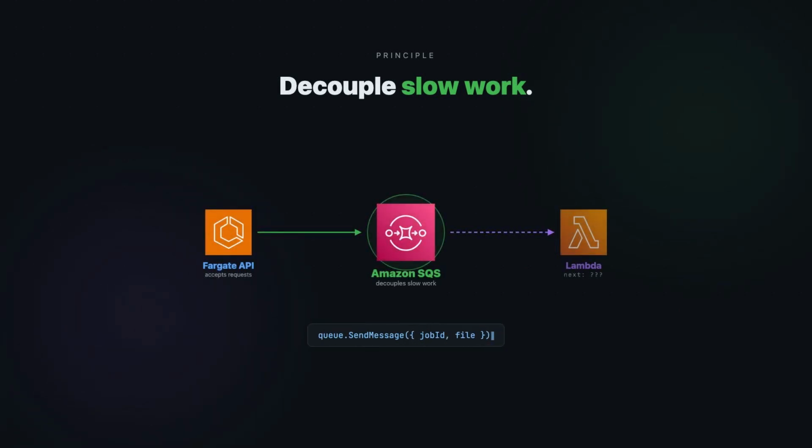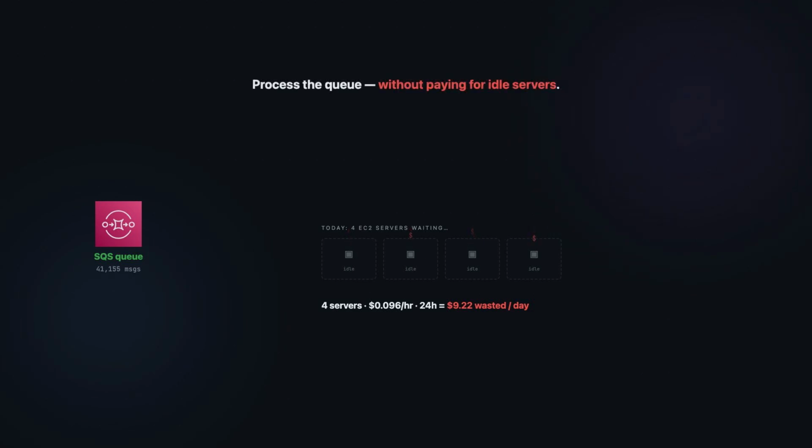But now we have a new question. Who processes the queue without idle servers? This is the key idea. Keep slow work out of the request path. You could run servers all day waiting for messages, but then you pay when nothing is happening. For background jobs, that feels wrong.